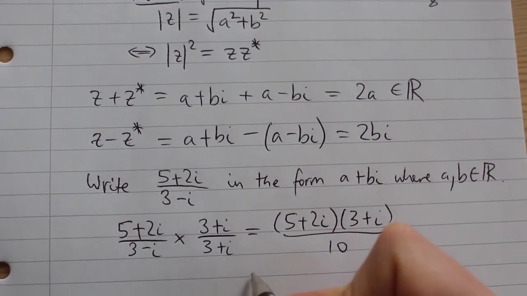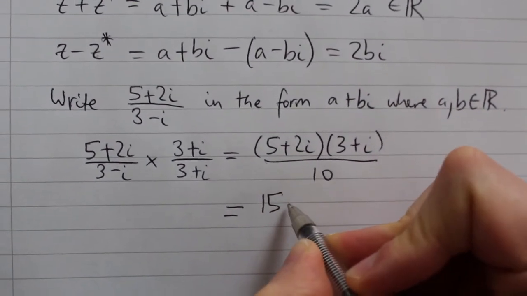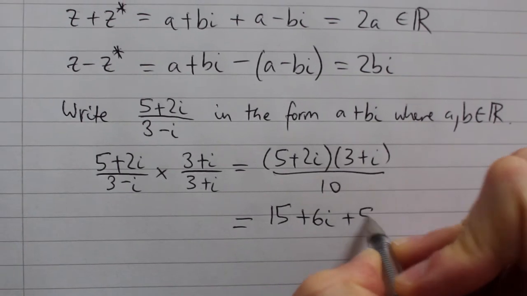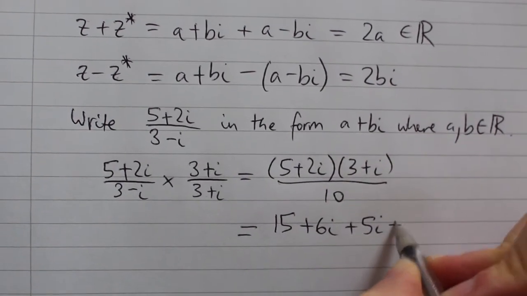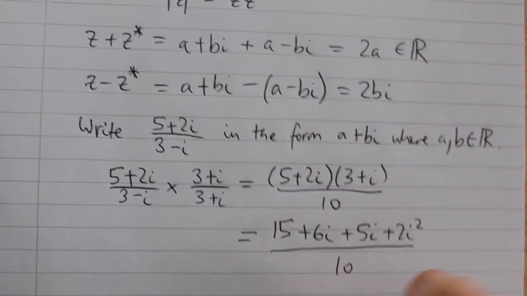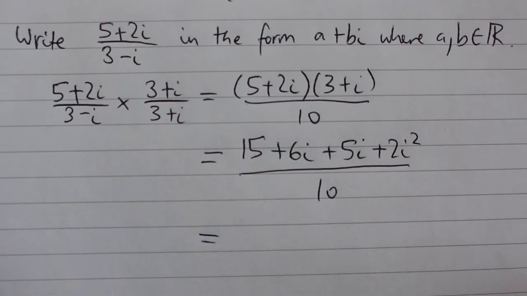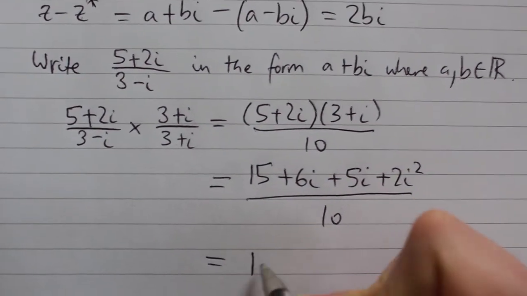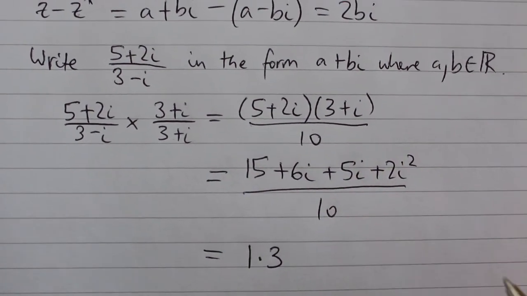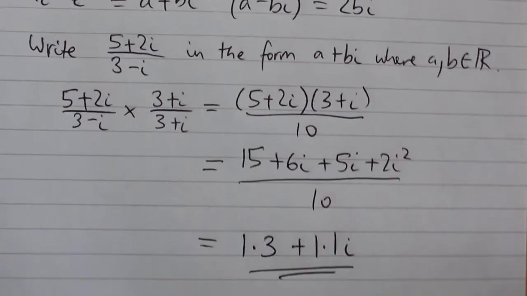Then we just need to expand the brackets in the numerator. So we get 15 plus 6i plus 5i plus 2i squared all over 10. And then 2i squared is minus 2. So we get 13 over 10, or 1.3, plus 11i over 10, or 1.1i. And that's the answer.